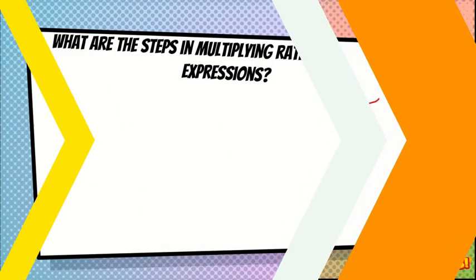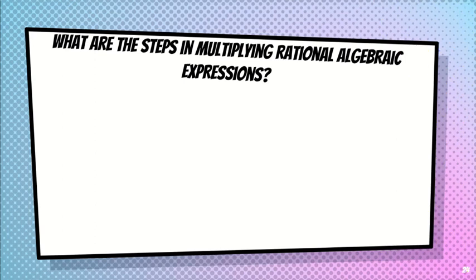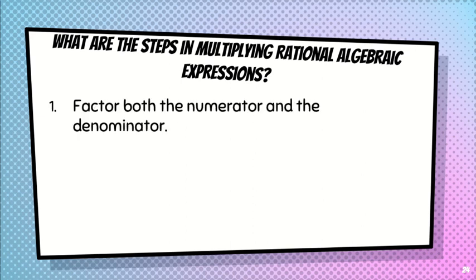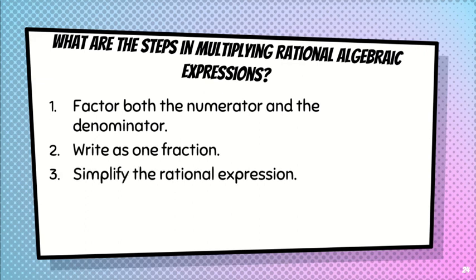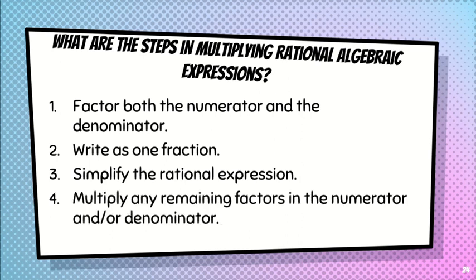Let's now have the steps in multiplying rational algebraic expressions. First, factor both the numerator and denominator. Second, write as one fraction. Third, simplify the rational expression. And then last, we have to multiply any remaining factors in the numerator and denominator.